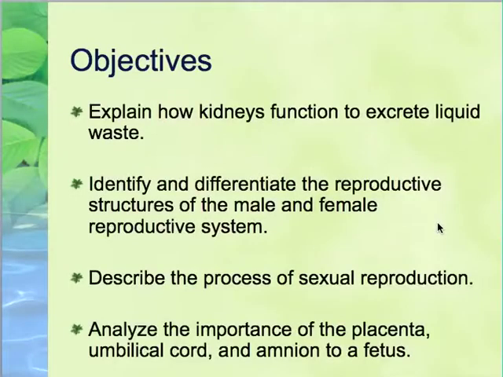So let's first start out with our objectives. The objectives today are explain how the kidneys work to excrete liquid waste. We're going to identify and differentiate the reproductive structures in both male and female reproductive systems. We're also going to cover, by the way, in relationship to that first objective, how waste is finally excreted out of the body. We're going to describe the process of sexual reproduction, and we're going to analyze the importance of the placenta, umbilical cord, and amnion to the developing fetus. So we've got a lot to cover, so let's go ahead and get started.